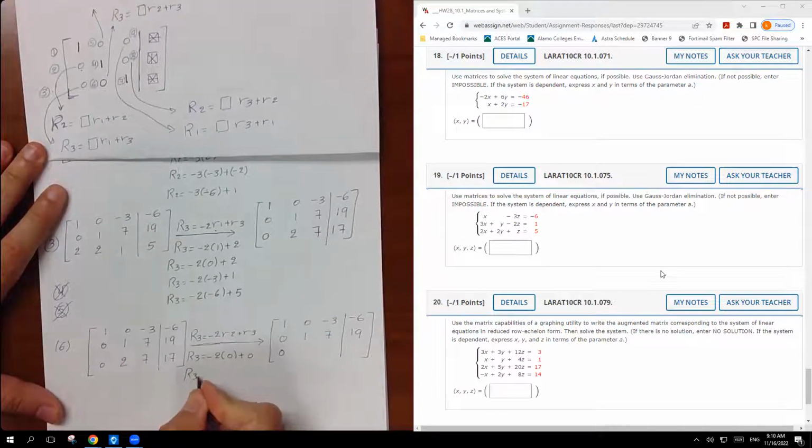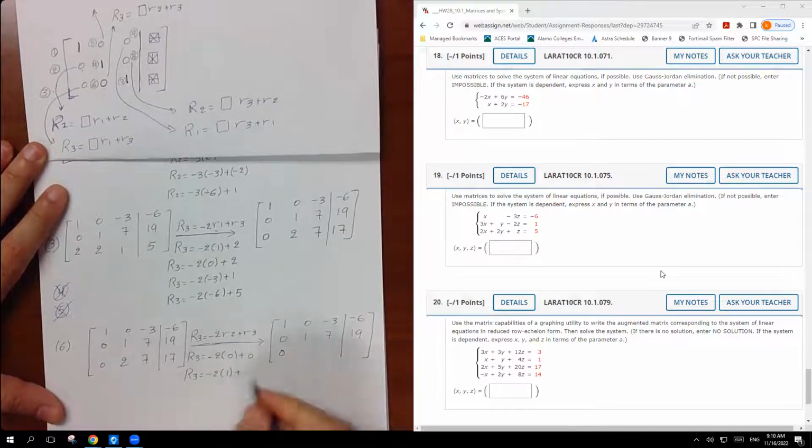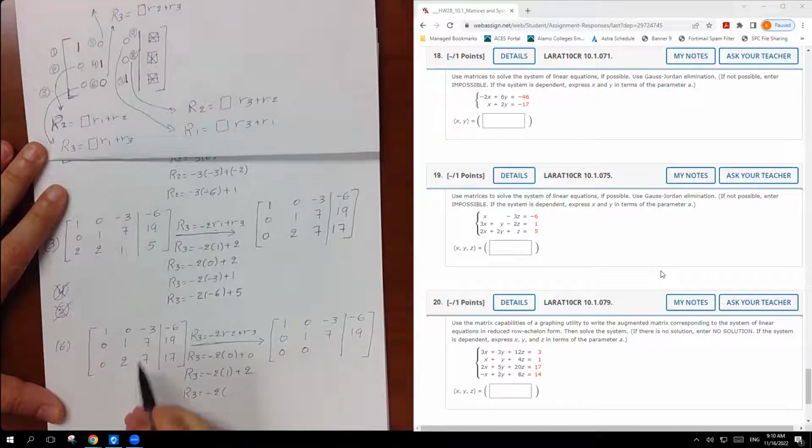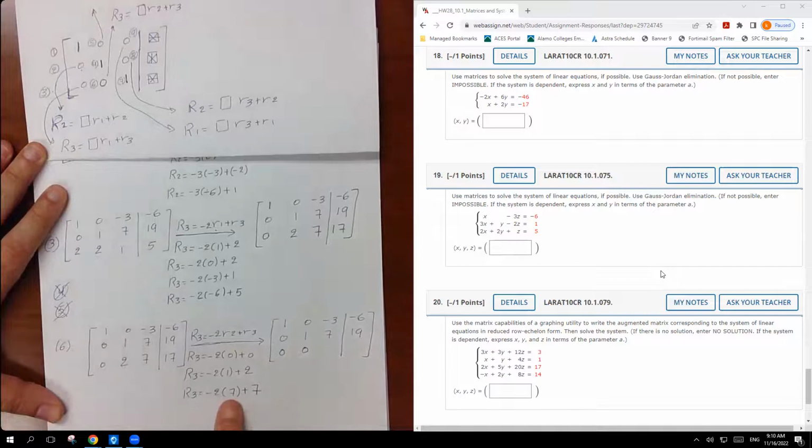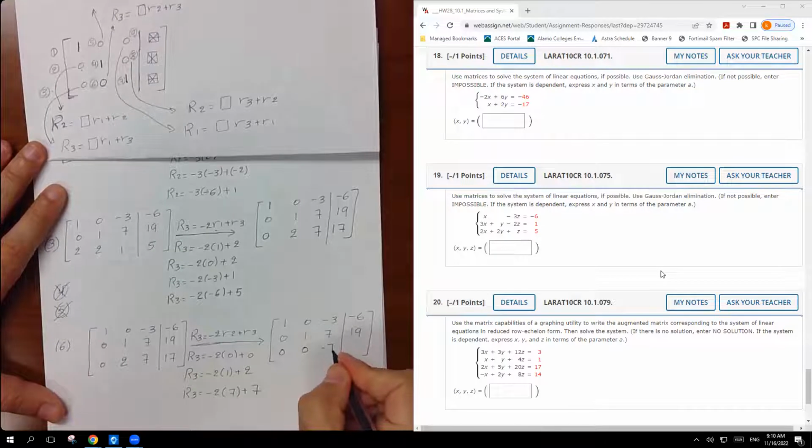The second element is going to be -2 times R2, which is 1, plus R3, which is 2. So -2 times 1 is going to be -2, plus 2 is going to be 0. You have to keep going. The third element, -2 times R2, which is 7, plus R3, which is 7. So -2 times 7 is going to be -14. -14 plus 7 is going to be -7.